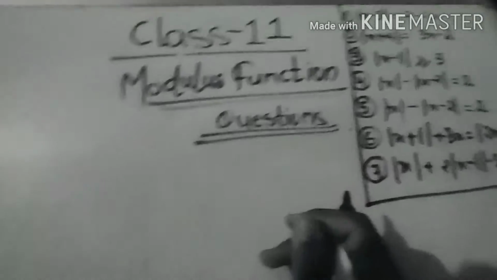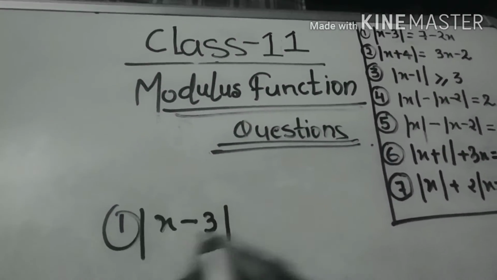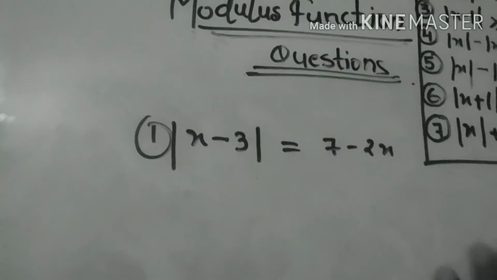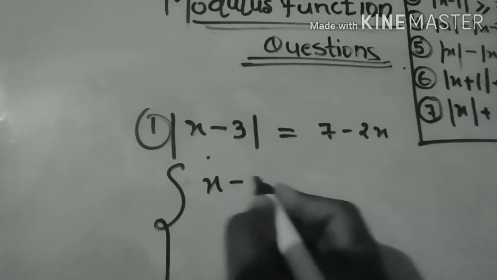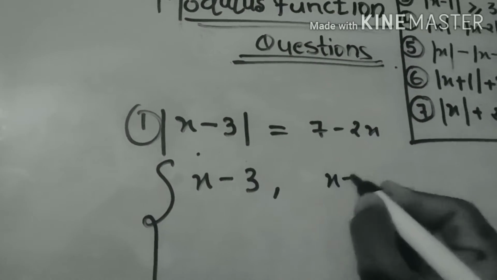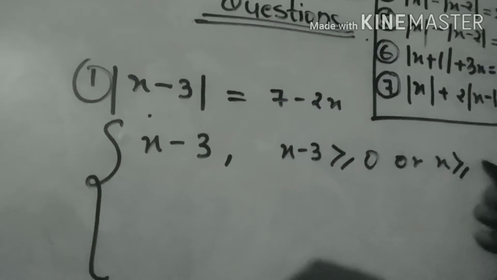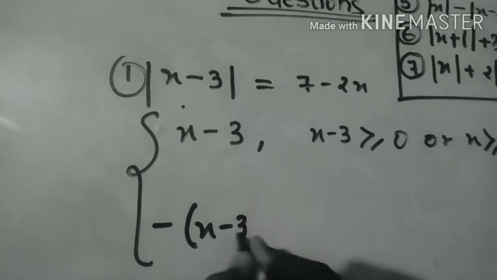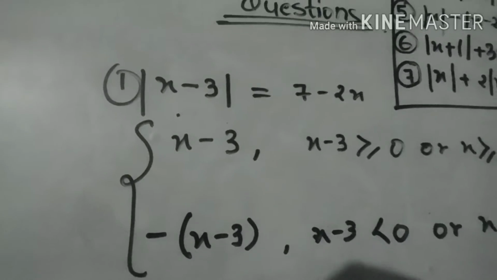Yeah, let's begin. So the first question we have got is modulus of x minus 3 equals 7 minus 2x. As I have said, we have to make cases. This will make two cases. First, this value will be x minus 3 only if x minus 3 is greater than or equal to 0, or we can say x is greater than or equal to 3, and it will be minus of x minus 3 if x minus 3 is less than 0, or we can say x is less than 3.